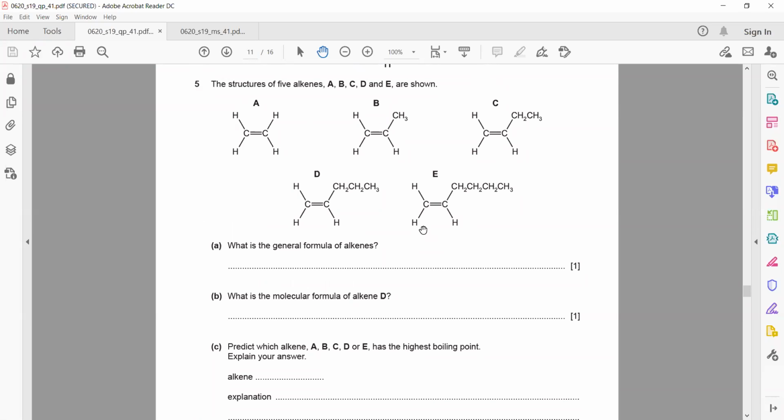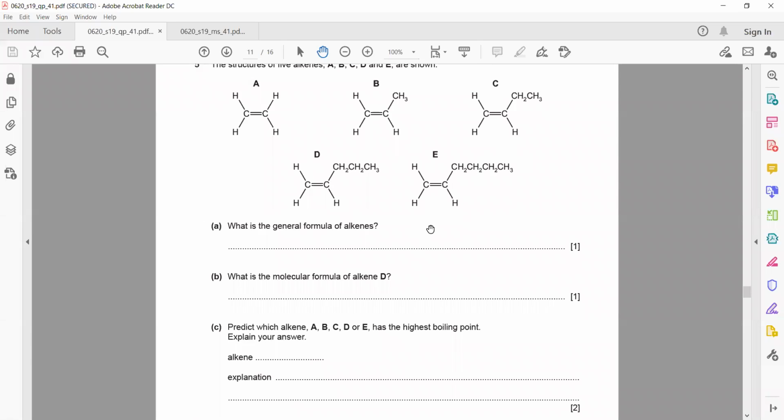Predict which alkene has the highest boiling point and explain your answer. As the number of the carbon in the chain increases, the boiling point also increases. So which is having the highest number? 1, 2, 3, 4, 5, 6. So E is having 6. So answer will be E.